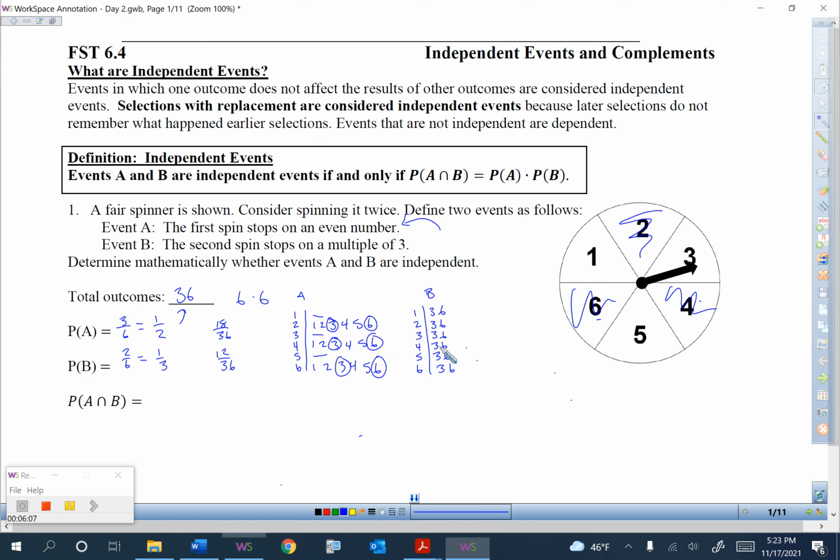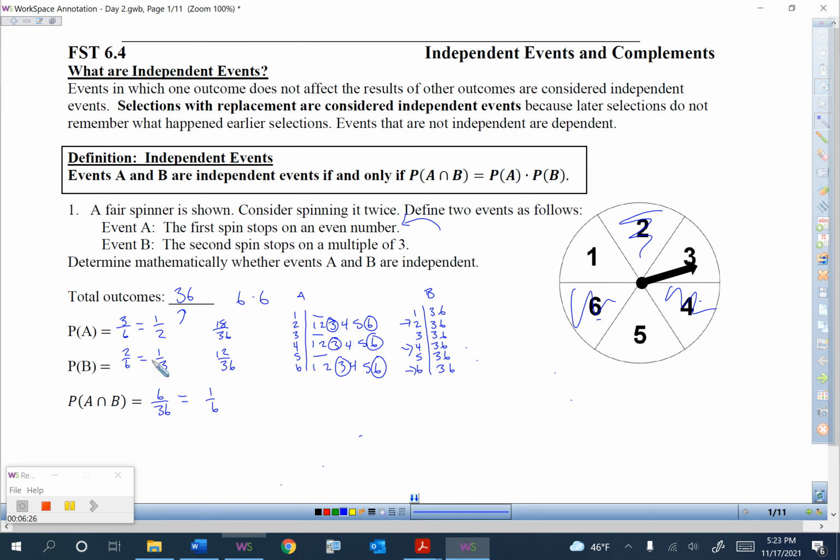Okay, you could do the same thing over here if you prefer. If we just look for the ones that have the 2 to start with, or the 4 to start with, or the 6 to start with. Okay, still circling, there are 1, 2, 3, 4, 5, 6 different outcomes that work over 36, which is 1/6.